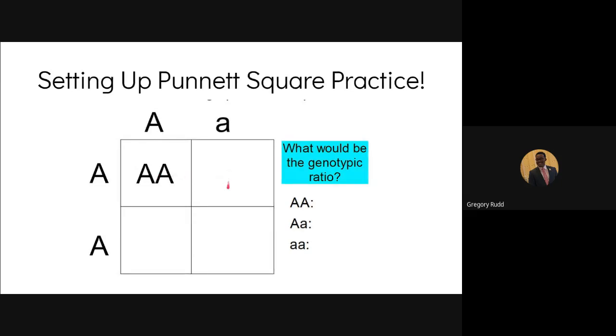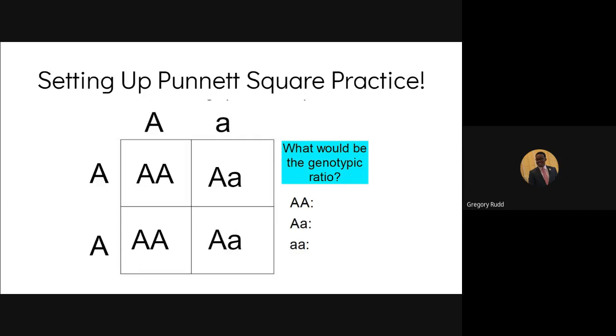What about in this box over here? What's my genotype going to be? Isn't it going to be capital A and lowercase a? It'll be capital A and lowercase a. Excellent. And what's that called? Heterozygous. Heterozygous, good. The next one is also homozygous dominant, and then the next one is also heterozygous.